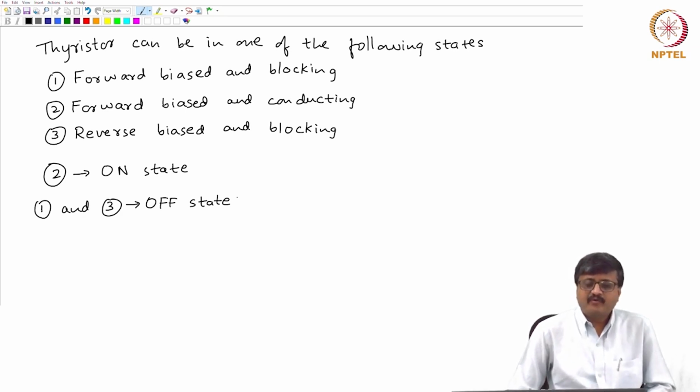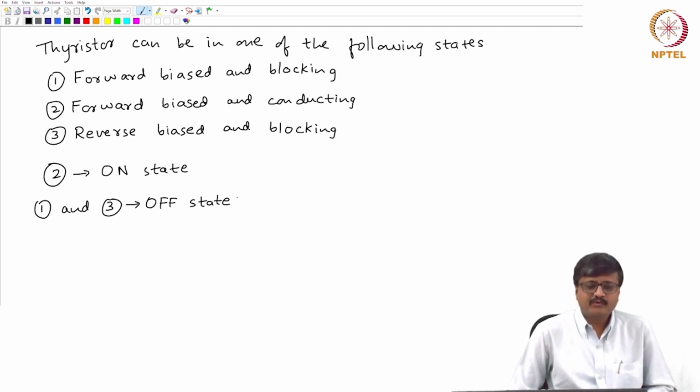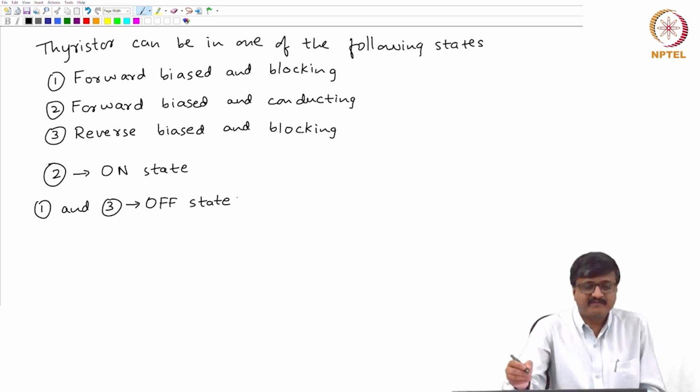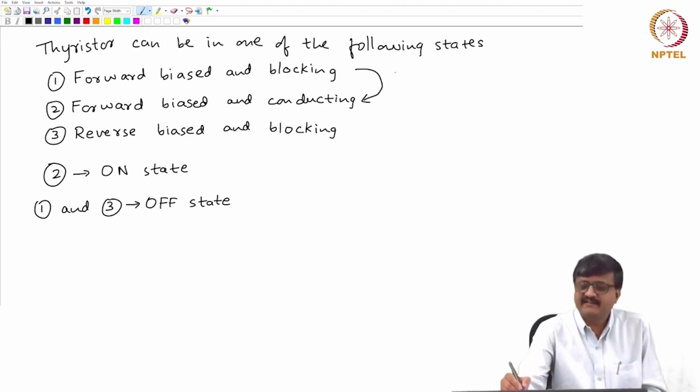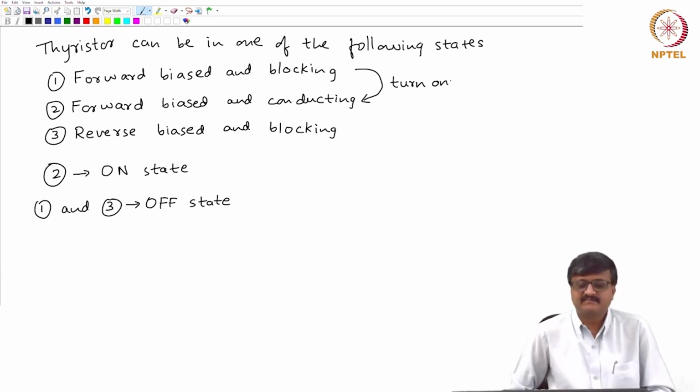So if I want to go from off state to on state, then can I go from 1 to 2 or 3 to 2? 1 to 2. So going from off state to on state is always from 1 to 2. So we say that transition from state 1 to state 2 is turn on. This transition is called turn on.